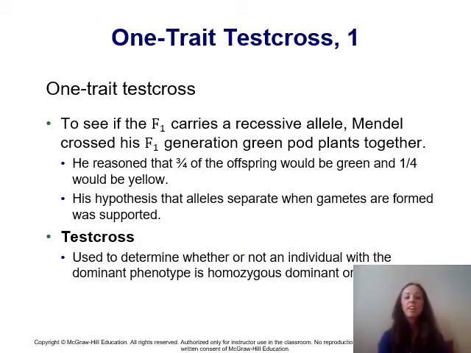To see if the yellow gene was in the offspring, Mendel performed a test cross with the F1 generation. And a test cross is used to determine whether or not an individual with the dominant phenotype is heterozygous or homozygous dominant. He allowed the F1 generation to self-pollinate.